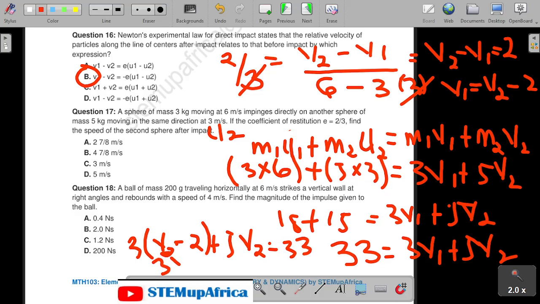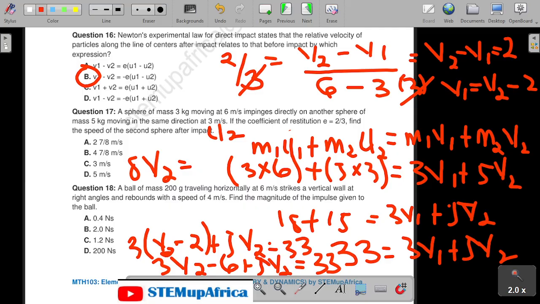So I'm having 3v2 minus 6 plus 5v2 equals 33. So collecting like terms, I'm going to have 8v2 equals 33 plus 6. What are we having? That will give us 39. So 39 divided by 8 will give us what? 39 divided by 8. That will give us 4. Okay, it's a whole number.